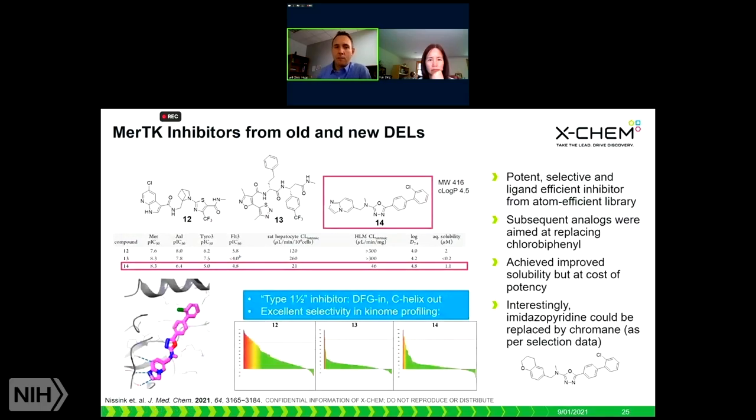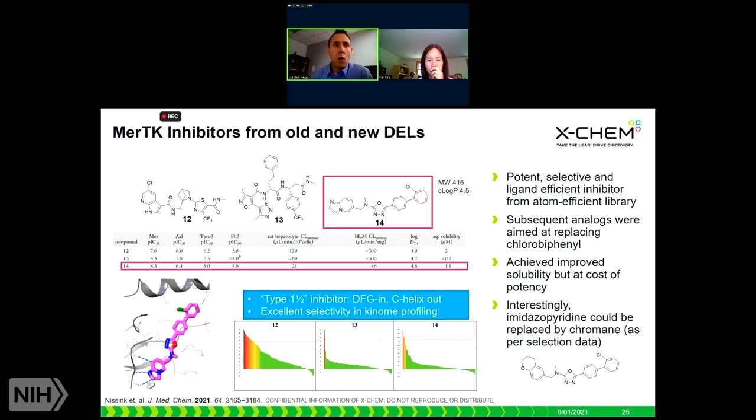Another series that they took in and looked at was compound 14, an oxadiazole series. This one was also quite potent. It was also very selective. And this comes from one of our more atom efficient libraries, a high split size, low cycle count library.